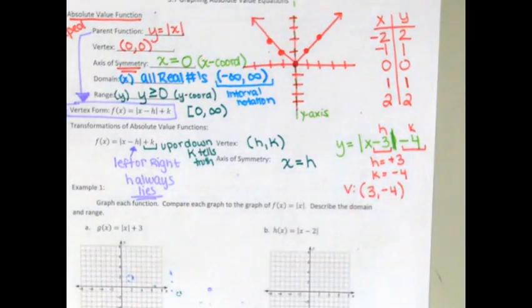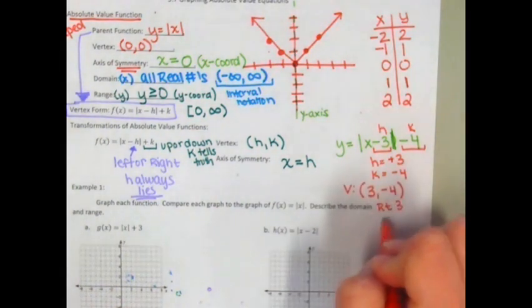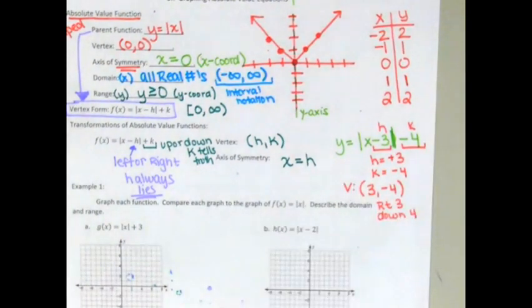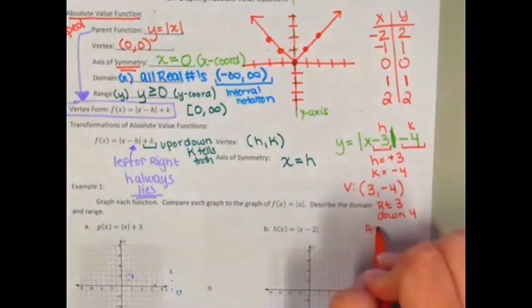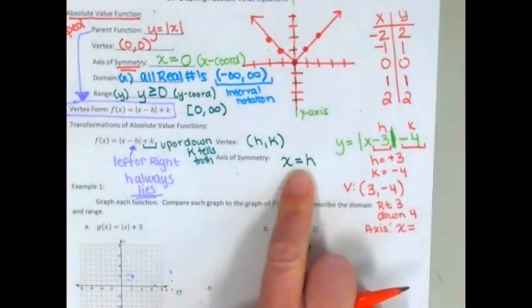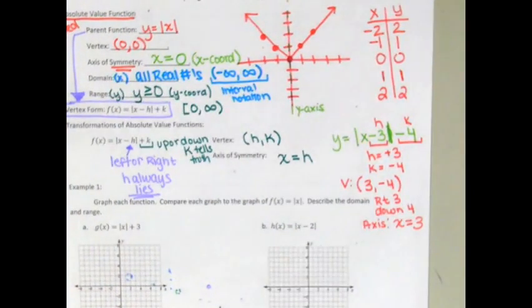So how would I graph that vertex? I would go right 3, and down 4. And what's my axis of symmetry? X equals H. What's my H? 3. And there you go. So that's what it means when the H lies, K tells the truth. It tells you your vertex.